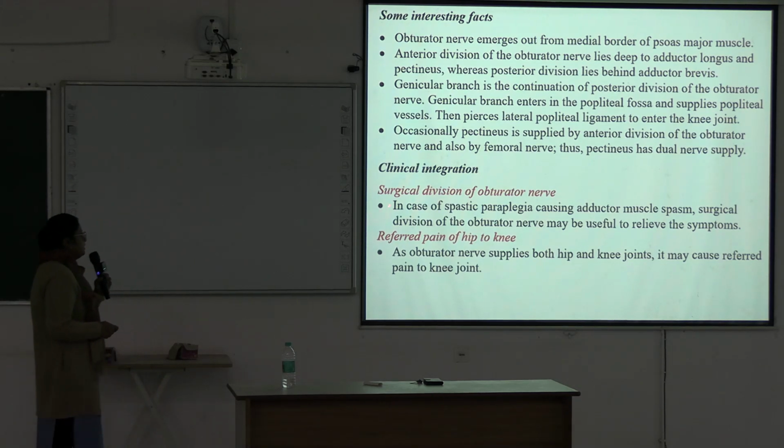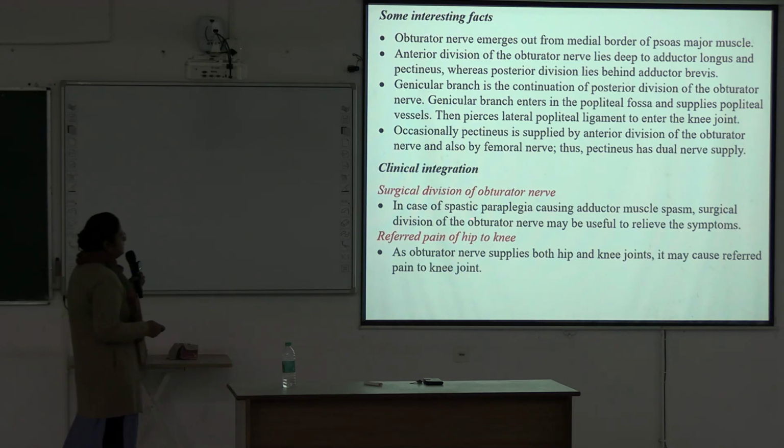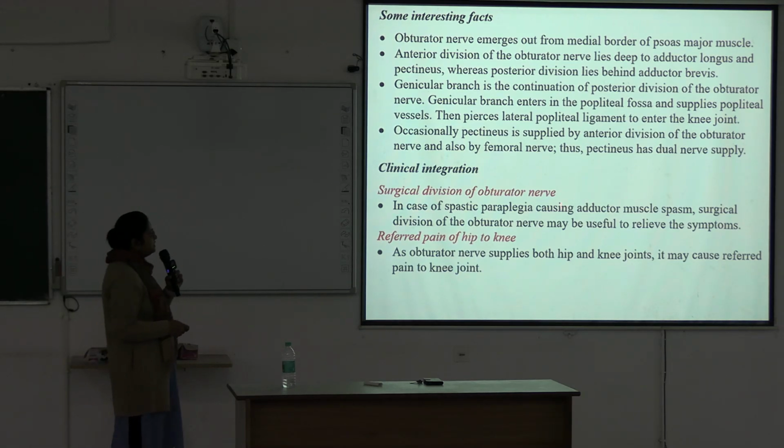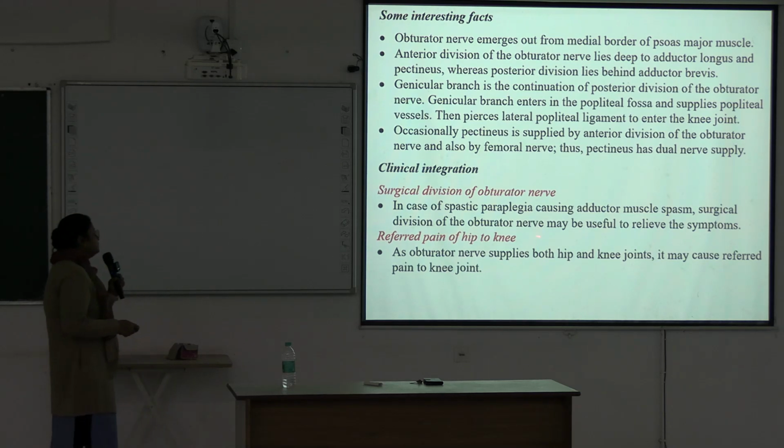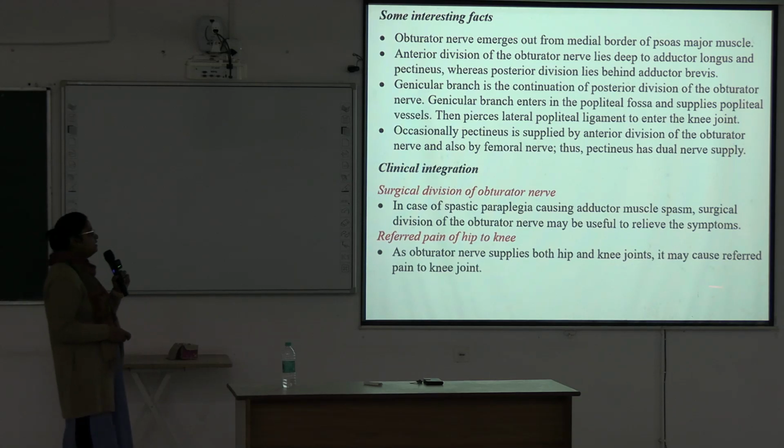Next is surgical division of obturator nerve. In case of spastic paraplegia causing adductor muscle spasm, surgical division of obturator nerve may be useful to relieve these symptoms. Okay, and referred pain of hip to knee, as obturator nerve supplies both the hip and knee joint, it may cause referred pain to the knee joint.